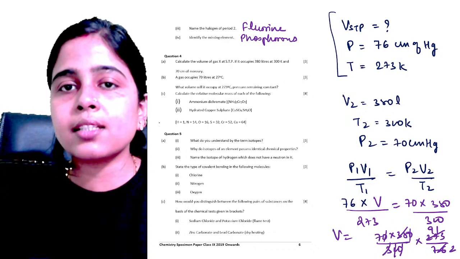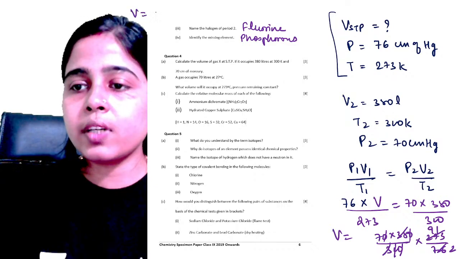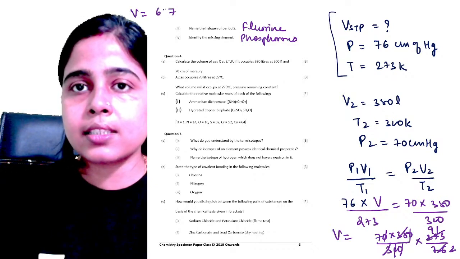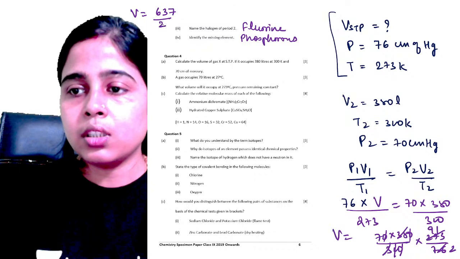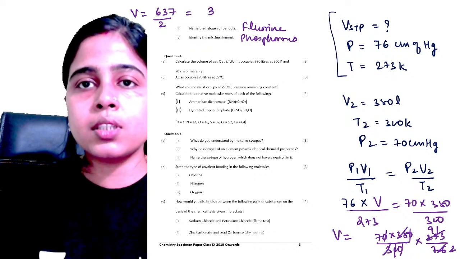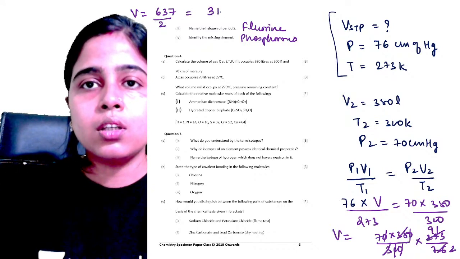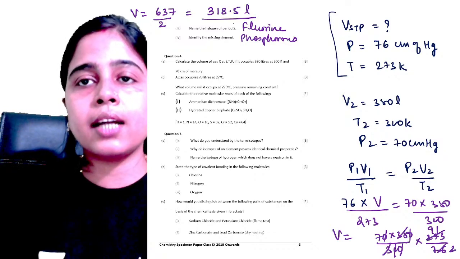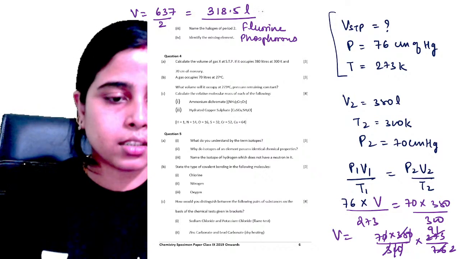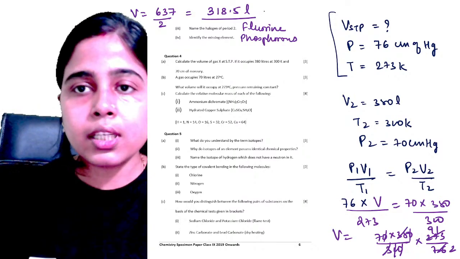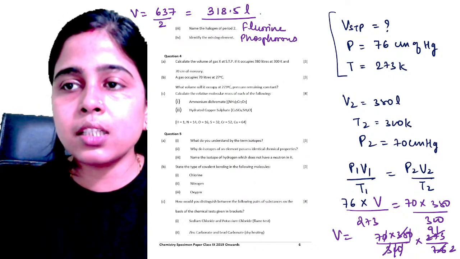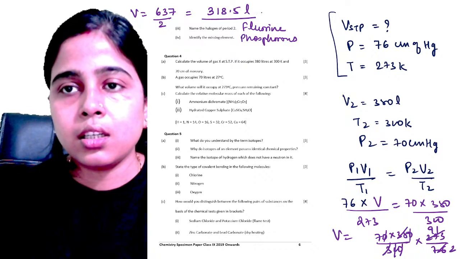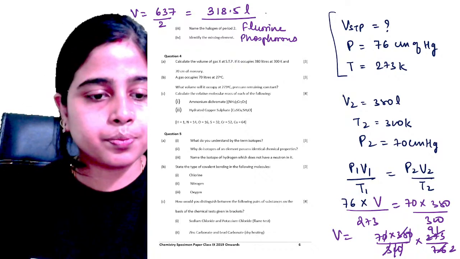How much are you getting as the volume? I'm solving over here. 91 times 7 is 637, divided by 2. That means you are getting the volume as 318.5 liters. 318.5 liters is the answer. Clear? So here you are getting the answer as 318.5 liters. Clear everyone?